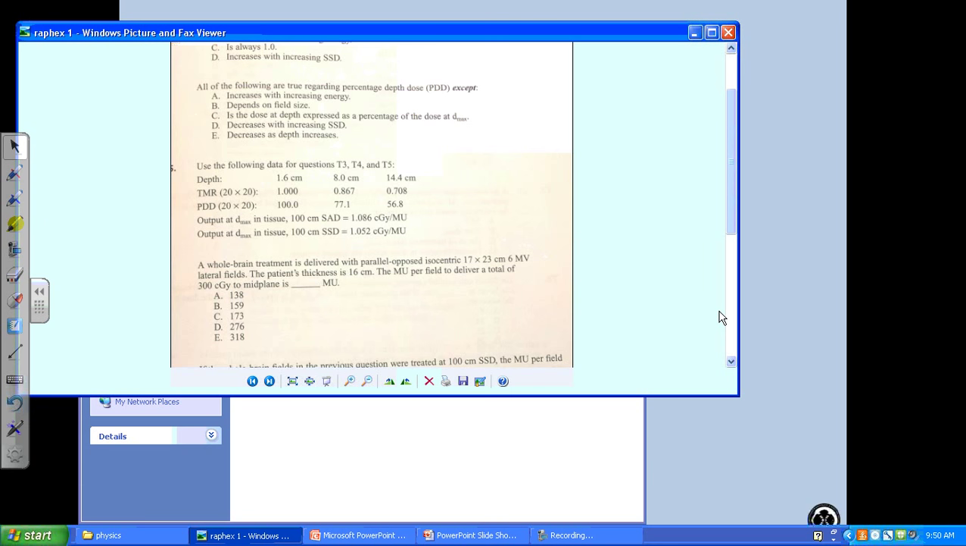So you've got three depths. This looks like Dmax over here, and 8 and 14.4. They give you a TMR for 20 by 20. They gave you a PDD. Output at Dmax is that. Here, notice that it's not one, for some reason.